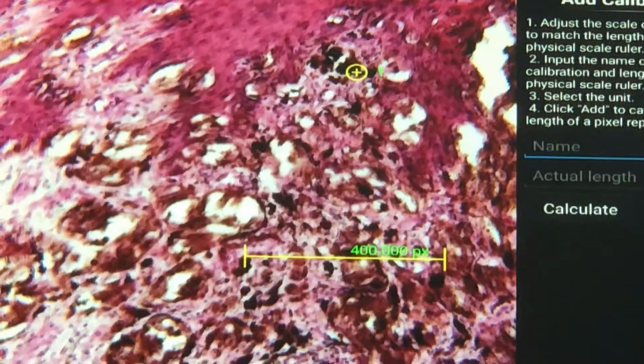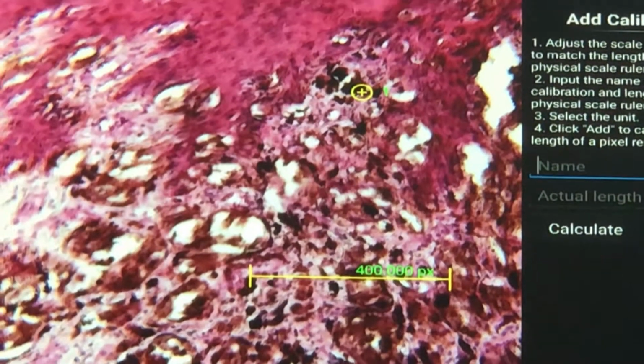That is hyperchromatic nucleus. So, just little checks.